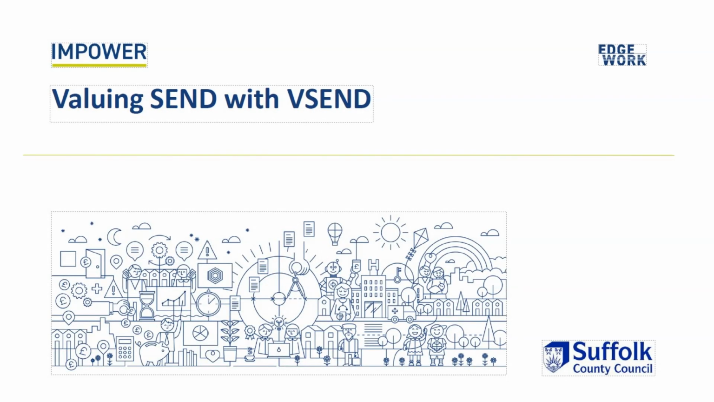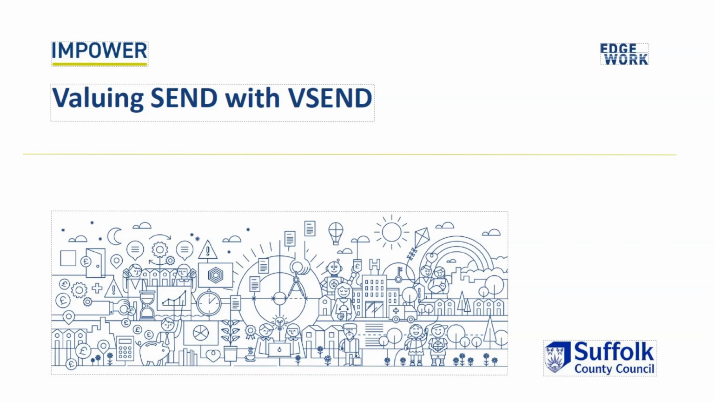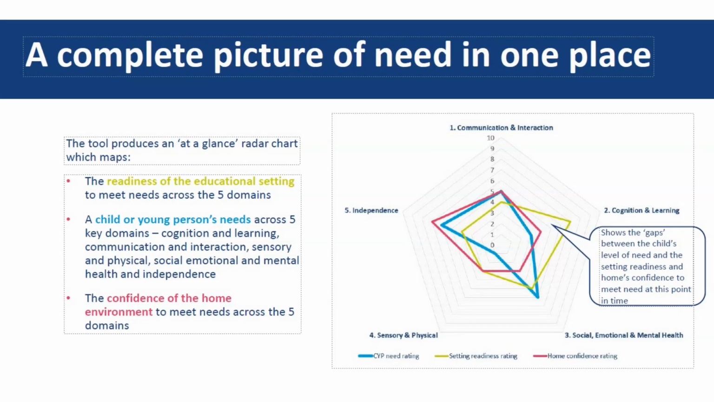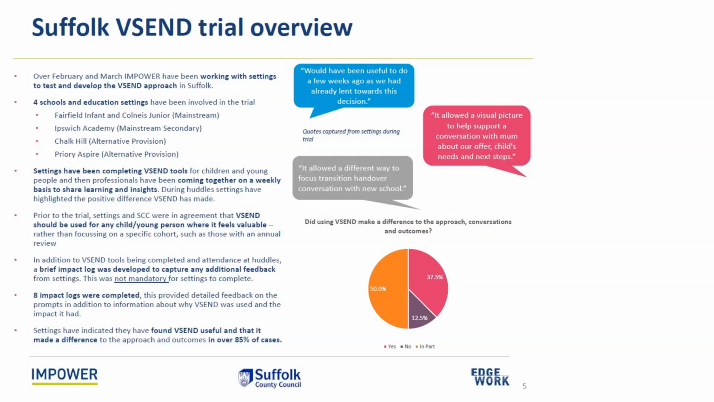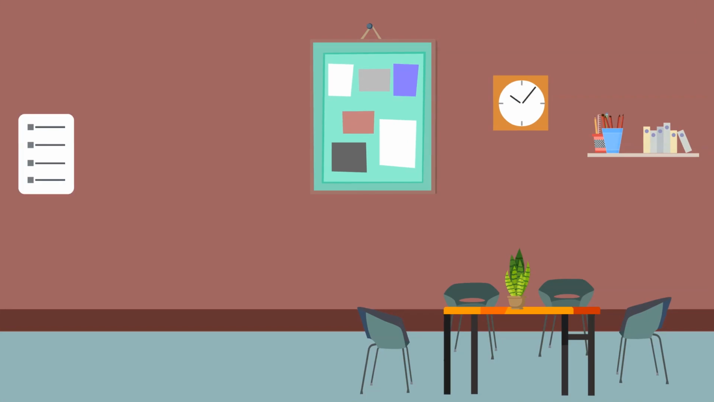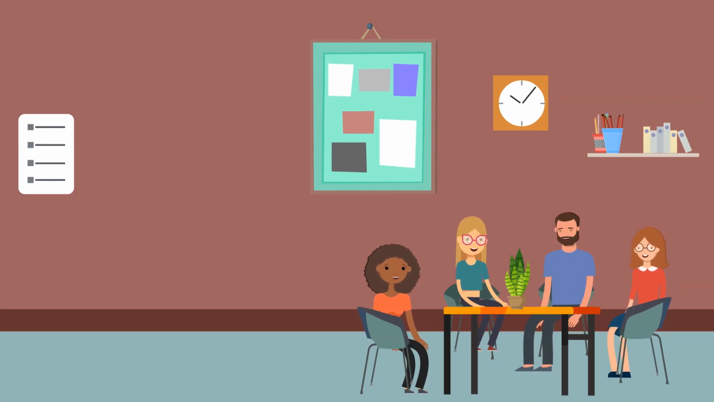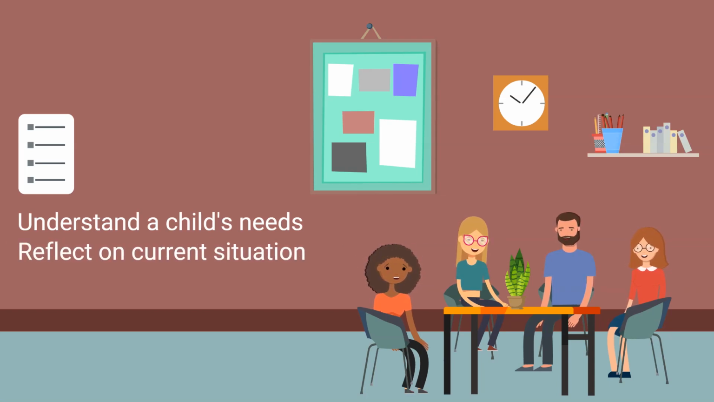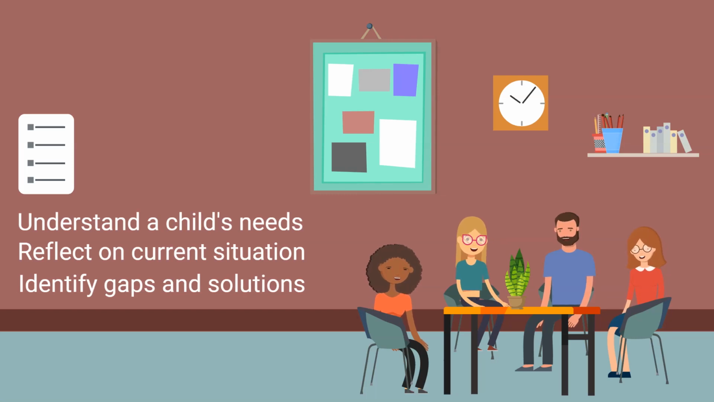Let's explore the first tool in our inclusion toolkit, Valuing SEND, or VSEND. Developed by Empower, VSEND helps build a rounded picture of a learner's needs and uses this as the foundation for planning support. Following a successful trial of VSEND with some pilot schools, we're now offering all schools in Suffolk the opportunity to use VSEND. VSEND includes a series of prompts to help schools and families work together to understand a child's needs and reflect on their confidence on how those needs are currently being met. If gaps are identified, the tool also contains prompts to help identify what will help that young person access education and fulfill their potential.